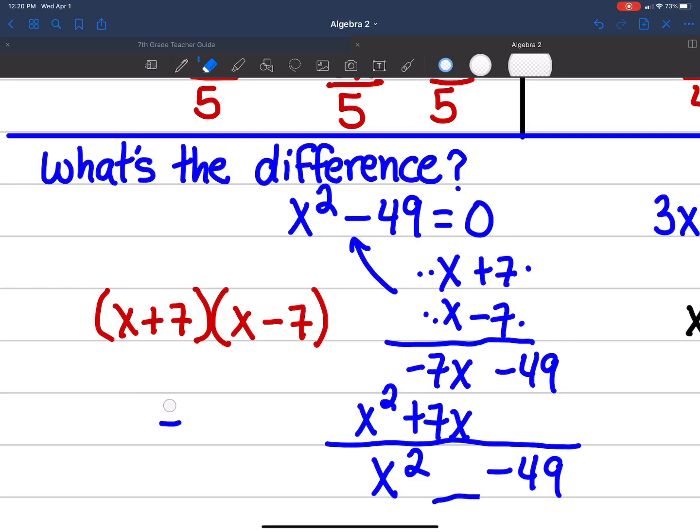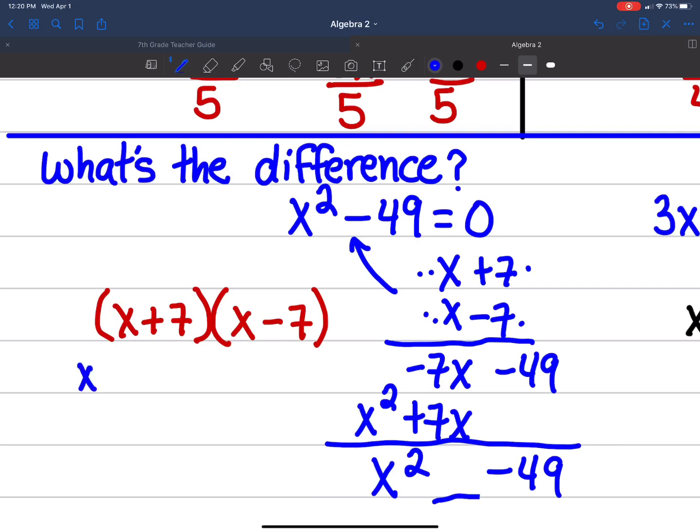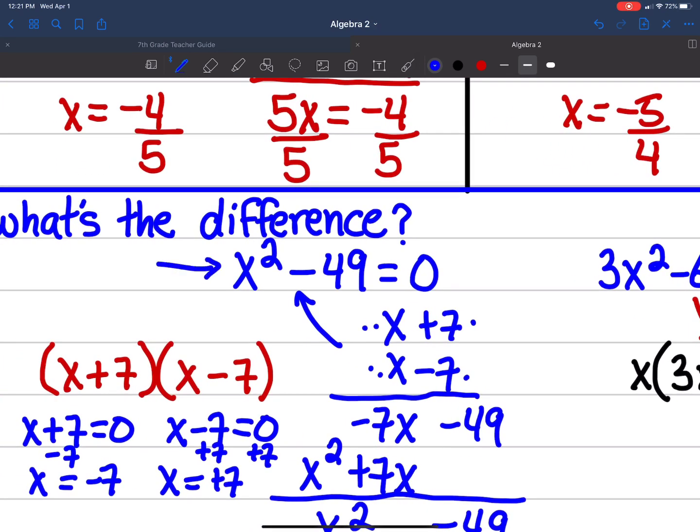Now, obviously, for this one here, you would still not be done yet because you would have to set them to equal to 0, right? Right, good. And so once you set them to equal to 0, this one is going to be x is equal to negative 7 because you're going to add negative 7 here. And this one is going to be x is equal to positive 7 because you're going to add a 7 here and a 7 here, okay? So anyway, you will still get the same answers, just in different order. Okay, good. So that is the difference between this one and this one.